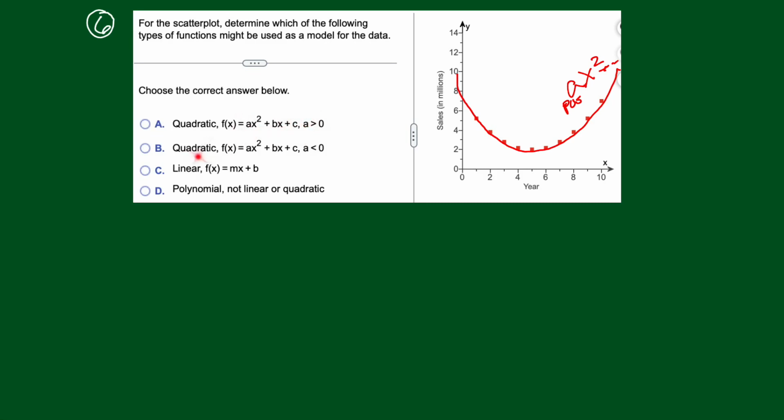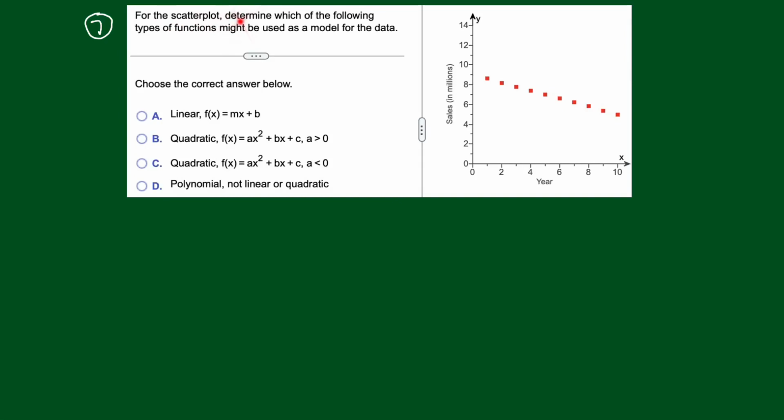Look at this one. This says it's quadratic, but a is less than 0. That means a is negative. All right, so this one here, a is positive. This one here, a is negative. So it's not this one. It's certainly not linear. It's not a straight line. A polynomial, not linear or quadratic. Well, I don't think that's it, because it sure looks quadratic to me. It sure looks like a parabola. And a parabola is quadratic. So I'm going to claim it's this one right here.